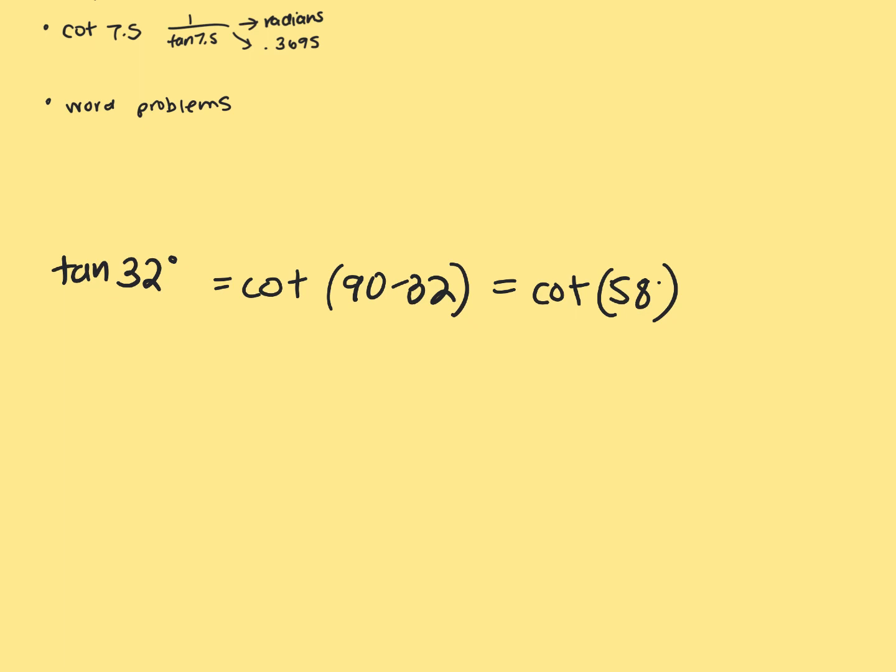Yep. And if I gave it to you in radians, like let's say this says pi over 5, then it would still be cotangent, but now I'd be doing pi over 2 minus pi over 5. You'd have to give them a like denominator.